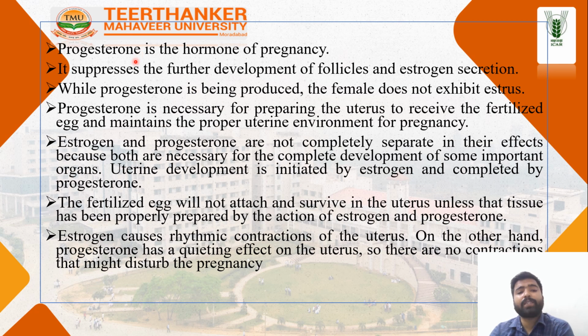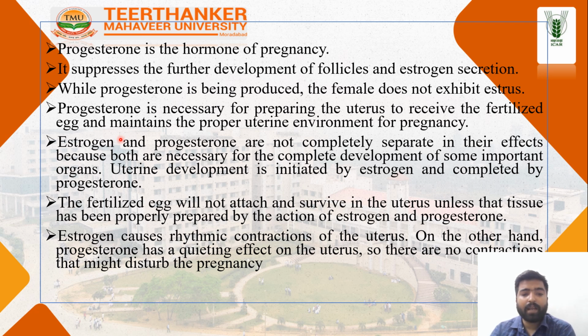Progesterone hormone is also known as the pregnancy hormone. It suppresses further development of follicles and estrogen. Estrogen is also known as the heat hormone. When estrogen is released, the cow shows heat. While progesterone is being produced, the female does not exhibit estrus. Progesterone is necessary for preparing the uterus to receive the fertilized egg and maintaining the proper uterine environment for pregnancy. Estrogen and progesterone are not completely separate in effect, because both are necessary for the complete development of some important organs. Uterine development is initiated by estrogen and completed by progesterone.